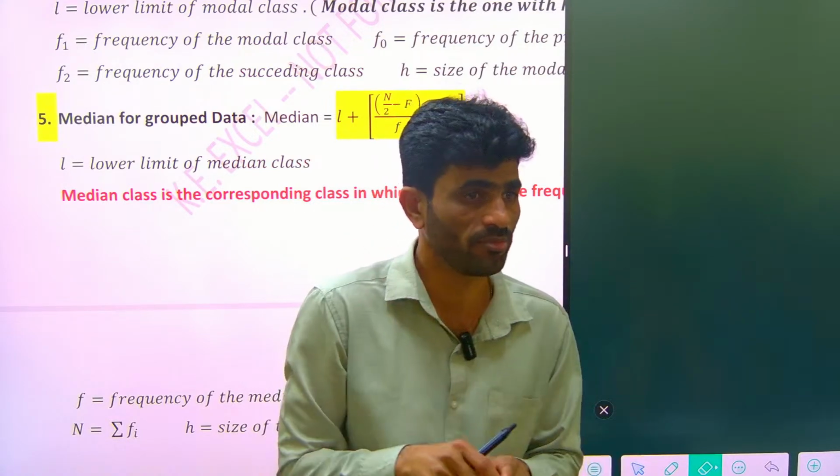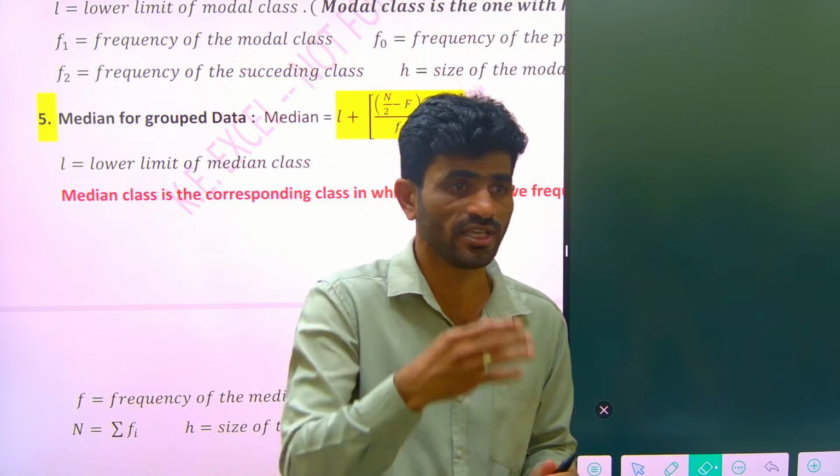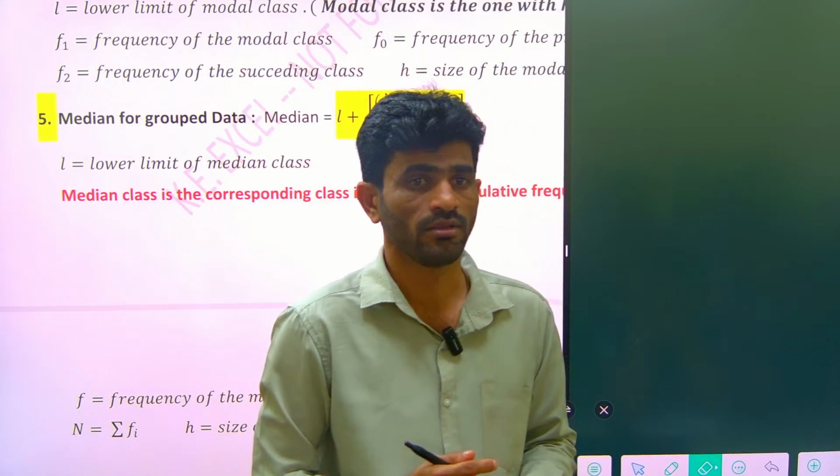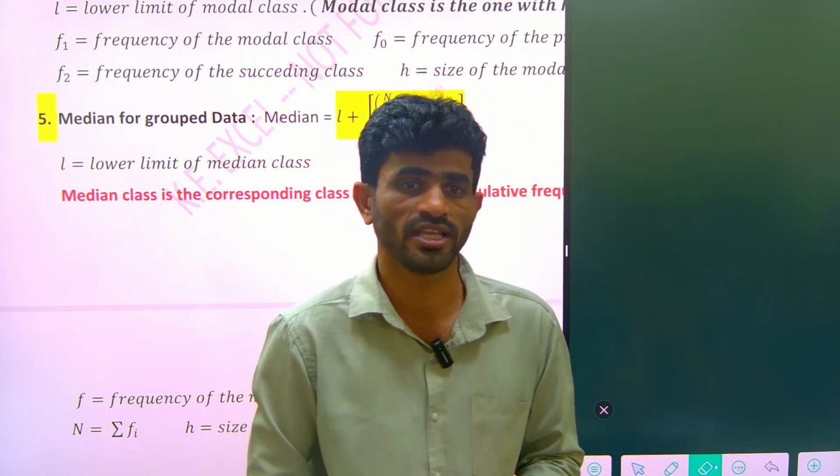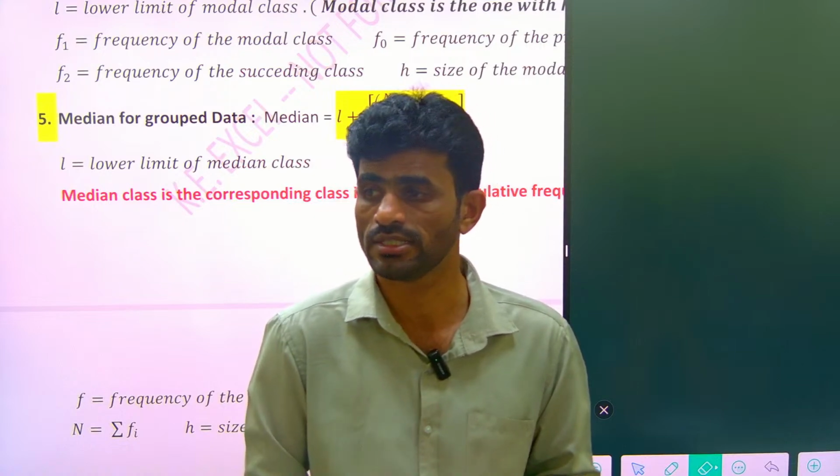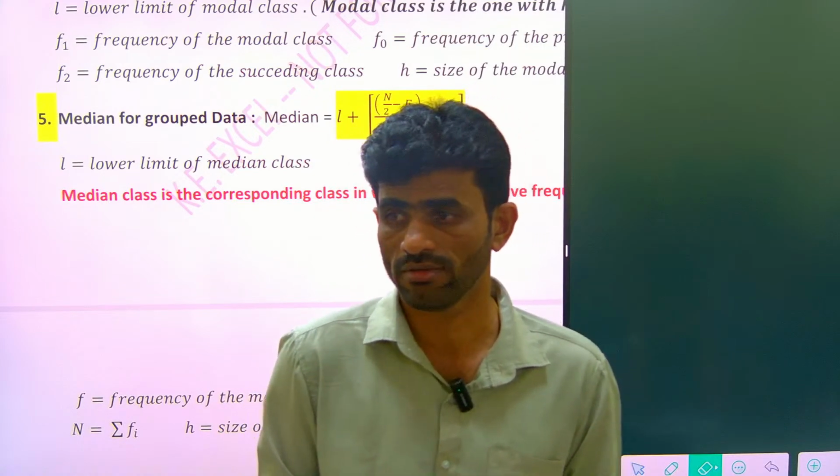First, you have to remember the formula, draw the table properly, and find CF also in finding median. After that, identify what is L, what is n by 2, what is F, what is CF, what is H, substitute in the formula, and simplify it.